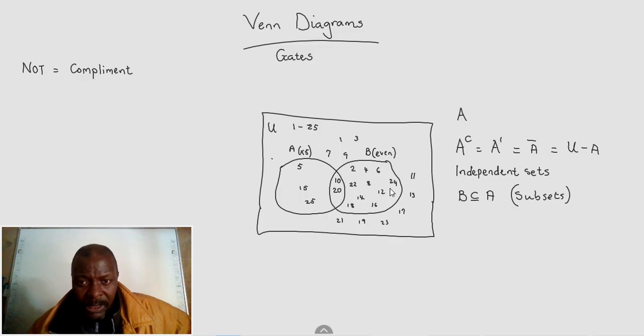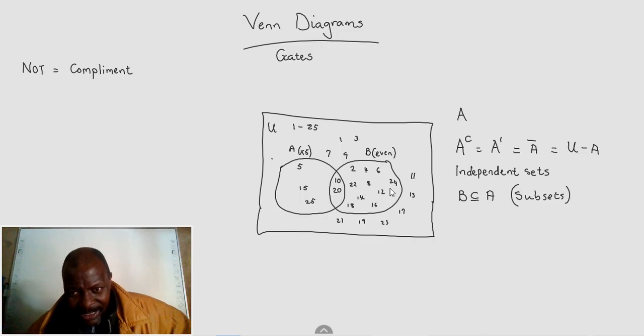Now, what are the other ones? We've got 1, 3, 7, 9, 11, 13, 17, 19, 21, 23.